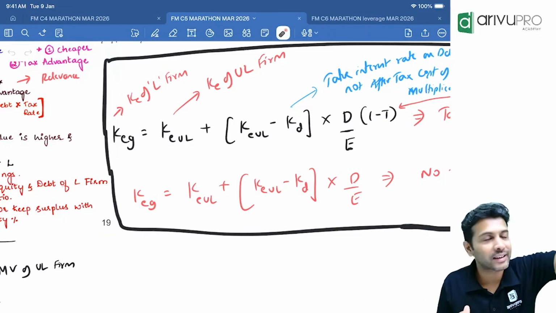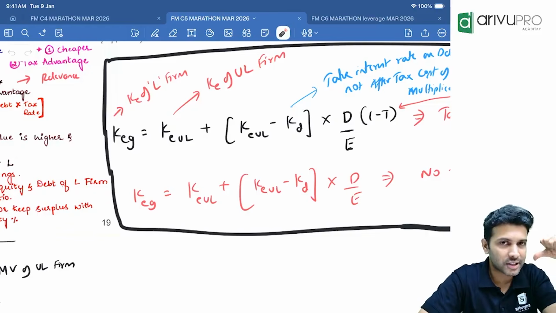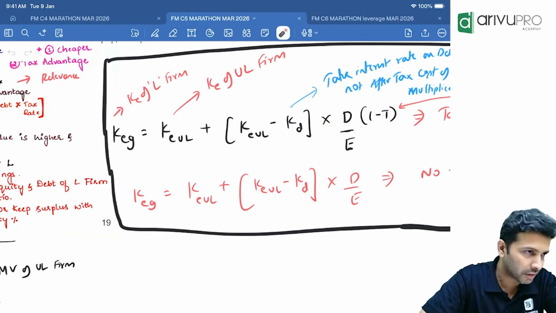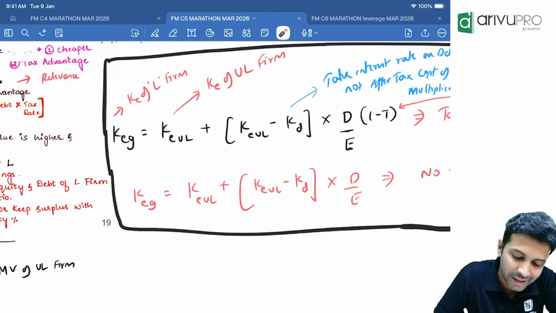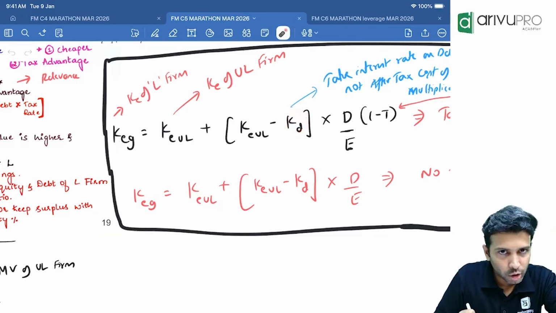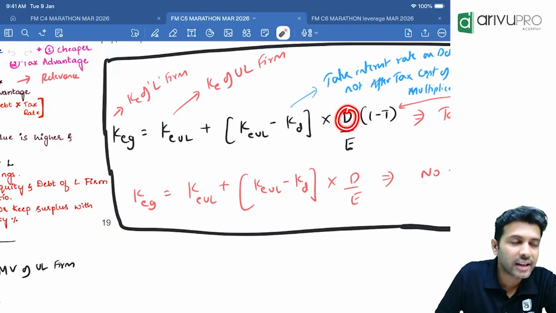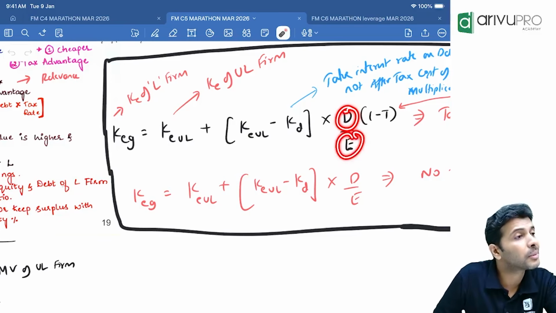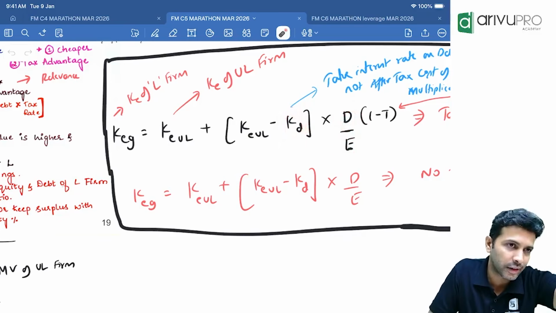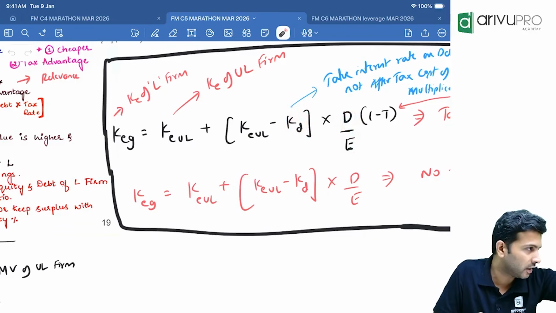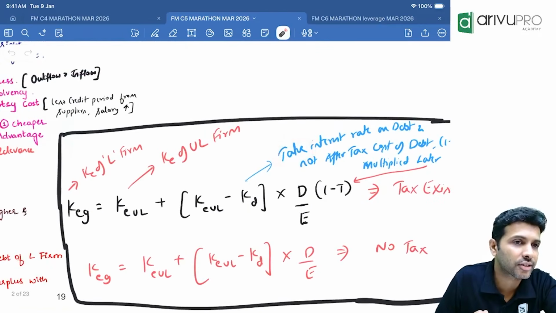Okay, tell me once again, how do you get the cost of equity of the levered firm? First, take the cost of equity of the unlevered firm plus, open the bracket, the cost of equity of the unlevered firm minus KD into debt into 1 minus tax rate divided by equity. D here is the market value of debt, E here is the market value of equity. And here, KD is not the cost of debt. Though the formula says KD, here KD is not the cost of debt, it is the interest rate.